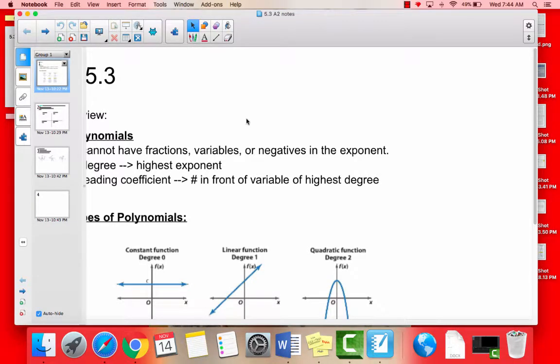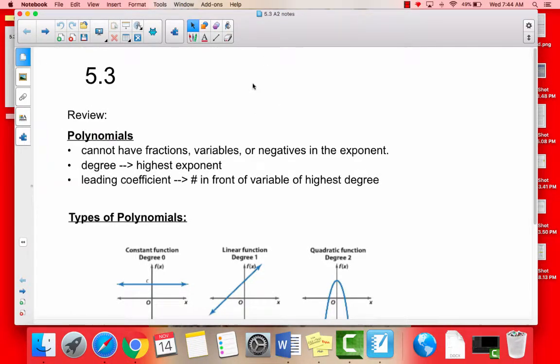Hi everybody. Today we're going to be focusing on polynomials and graphing polynomials. We're going to go ahead and talk about a few key elements of graphing, and then we'll actually get into the graphing aspect in the second video. So to start off, I want to review some concepts about polynomials that are really important in this chapter.